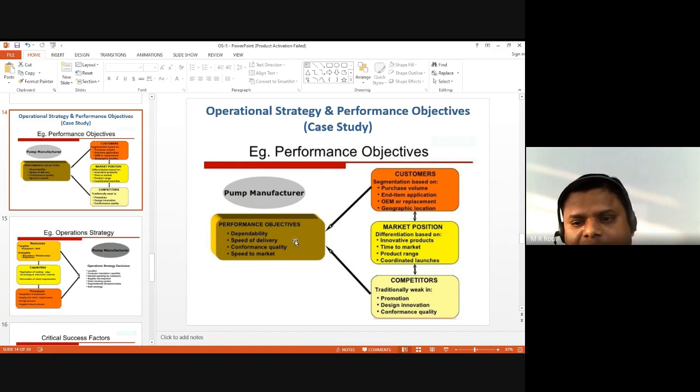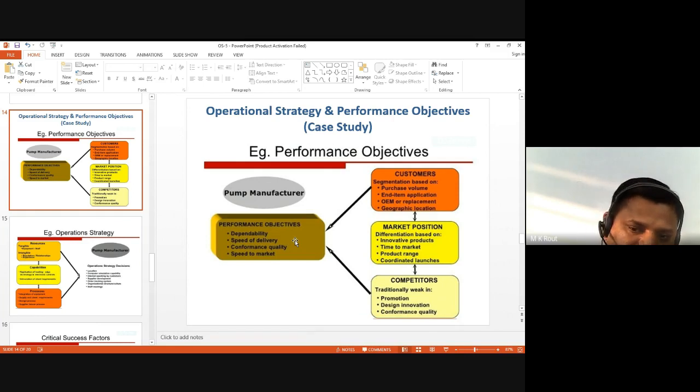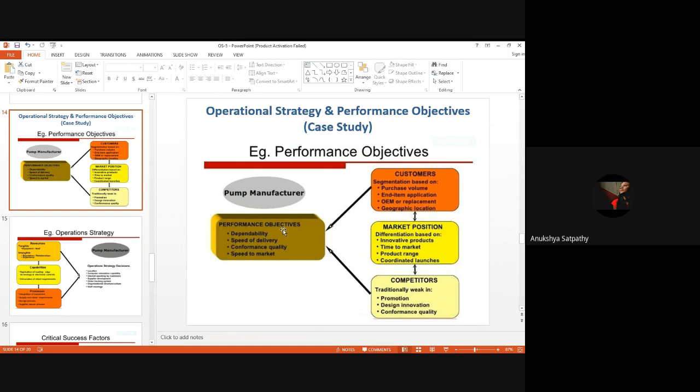And this information, starting from customers, market position and competitor activities, directly enhances your performance objectives. If you know how much volume the customer will buy, what their geographical location is, how much they pay for maintenance, and what the application of end items is, that will enhance your performance objectives. Is it clear? Yes, sir.